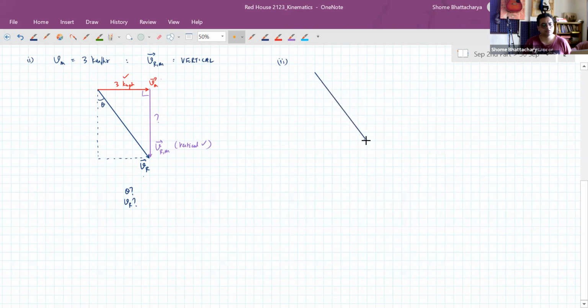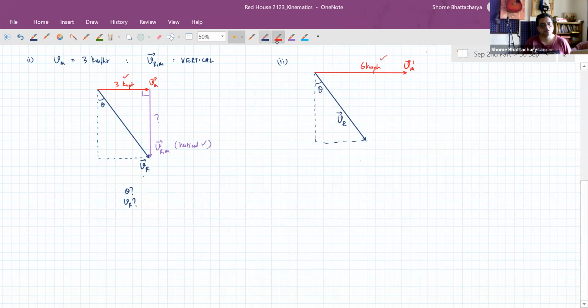His own velocity is changing. The rain's velocity is remaining the same as it was in the previous diagram. So this angle theta is the same. But this time his own speed has become a running speed. It becomes 6 kilometers per hour because he is now running at this.